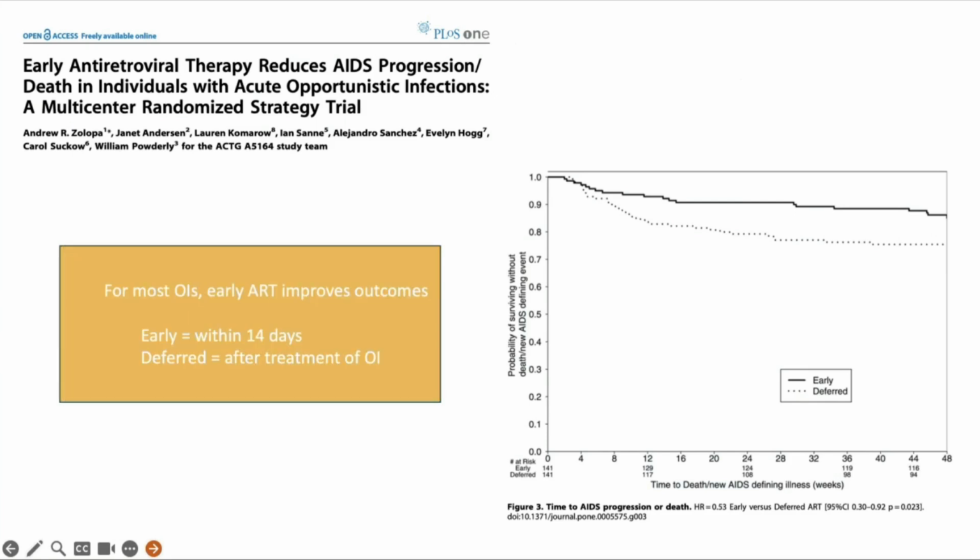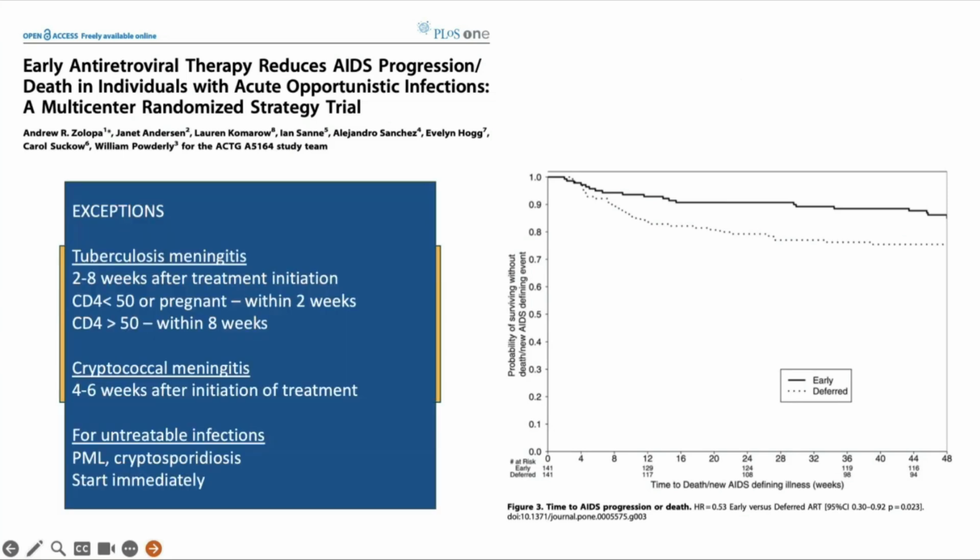And this is the table we looked at, or the figure we looked at earlier, where for most opportunistic infections, early ART improves outcomes. And some of the big exceptions are tuberculosis and cryptococcal meningitis. You want to wait longer after you start treatment. Again, both of those are CNS infections in a closed space. Other comments: for infections where we don't have any sort of directed therapy, things like PML or crypto, we generally want to start ART immediately because that's their only chance of not getting worse.